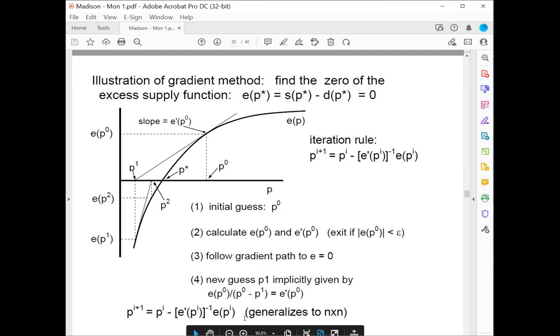And by the way, at the bottom, this generalizes to many equations, okay? P becomes an n by 1 vector. I shouldn't say E prime of P, it should be E sub P of P, the Jacobian matrix of the n excess supplies, and you have to invert that matrix. And then E of P again is an n by 1 vector.